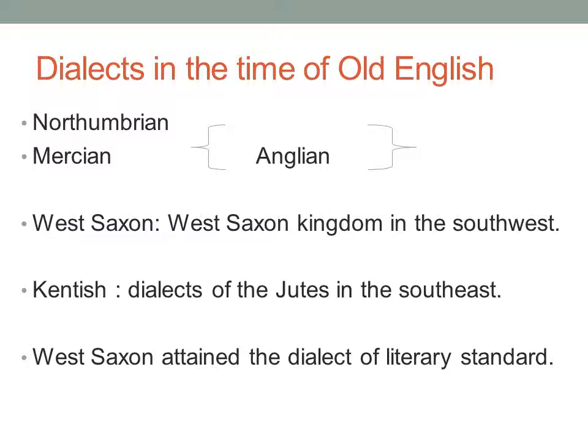On the other hand, Kentish, of course, was the dialect of the Jutes. What was important here was West Saxon, which was the dialect of the West Saxon kingdom in the southwest. This was the dialect that attained the position of a literary standard. So that means most of the literature that was produced in this period was written in West Saxon. Whatever record we have available with us today is in West Saxon because of the preservation of the literature of the Old English, which was written in this particular dialect called West Saxon dialect.